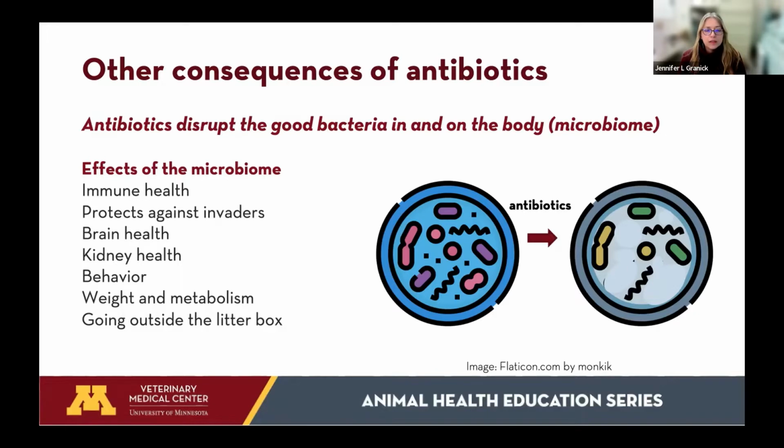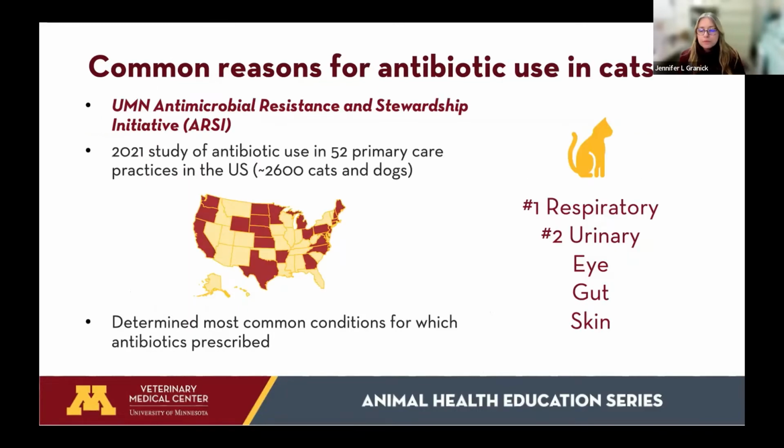And so those are things that we think about when we give an antibiotic, because we can affect the overall health of the microbiome, and not just the number of bacteria, but the diversity of that bacteria, and that can have important implications for overall health. So we need to use these drugs, certainly, to maintain health when we have infections that need to be treated, but we also need to make sure that we're only using them when we need them so that we're not causing other problems. So what are common reasons that we use antibiotics in cats?